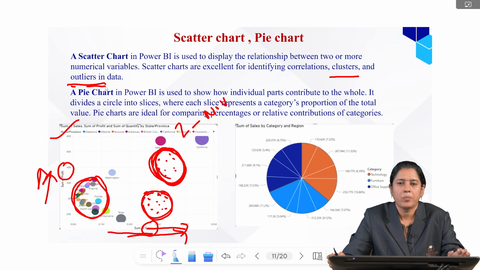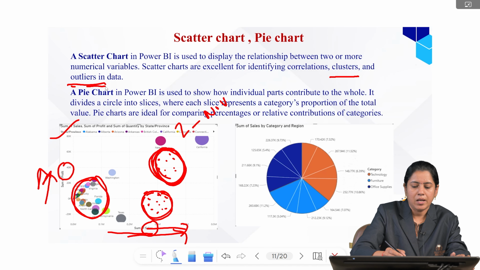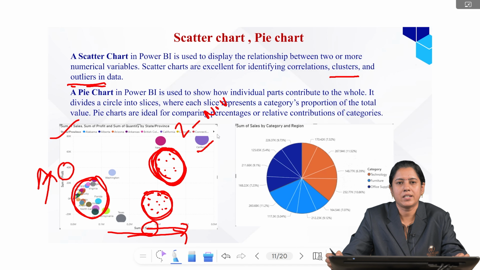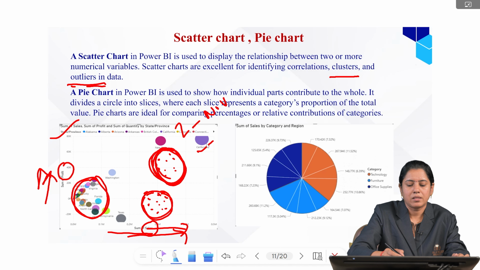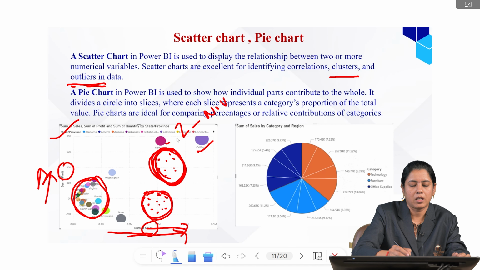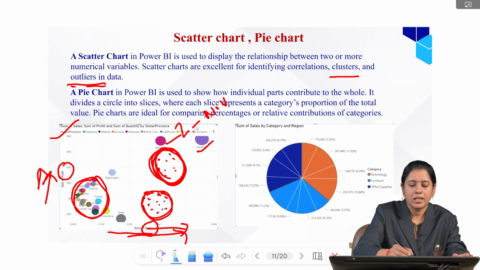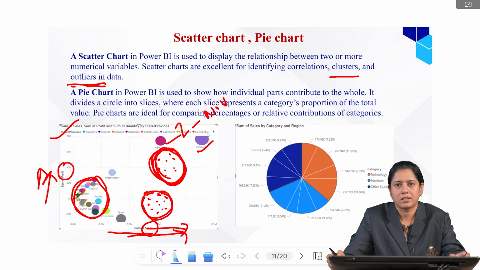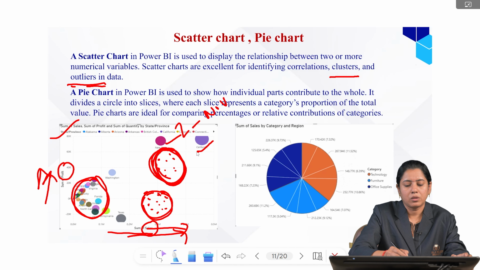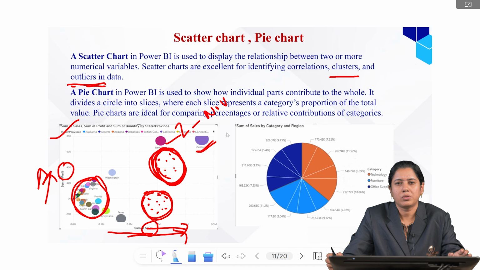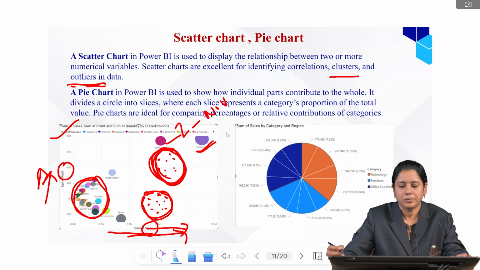Outliers are the points which are very far from the remaining values. For example, if you take the sales present in California, this dot, and this one also, New York also, these two dots are very far from the remaining dots. Meaning these are called outliers. So a scatter plot is also used to identify the outliers present in the data.